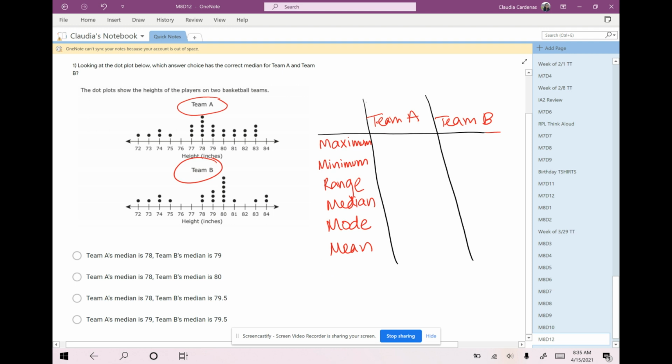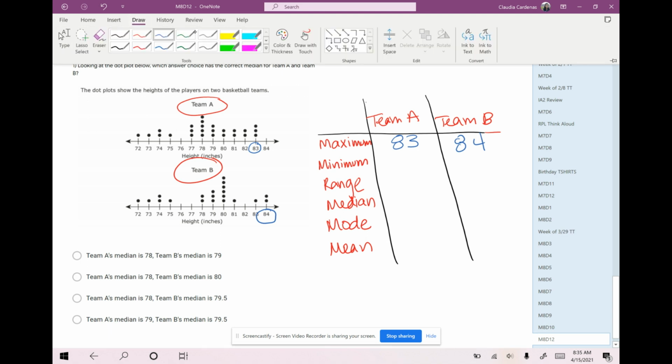Okay, so when we're talking about the maximum, we know we're talking about the greatest number that we can see that's plotted on our dot plot. So for Team A, I see the greatest number that's plotted on our dot plot is 83. So I'm going to put that under Team A. And I see that the greatest number on Team B is 84. So I'm going to put that under Team B here.